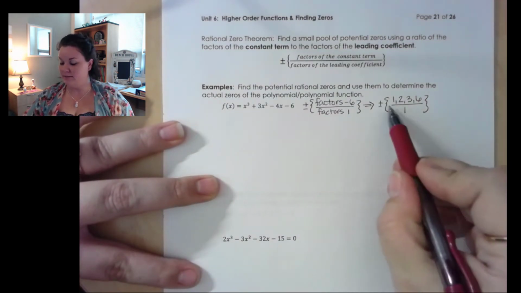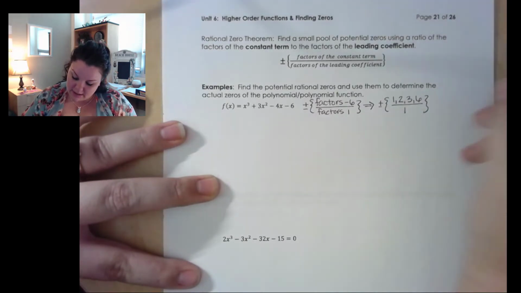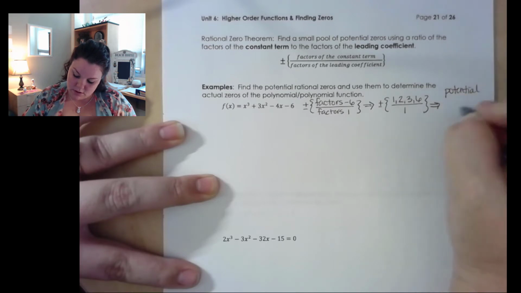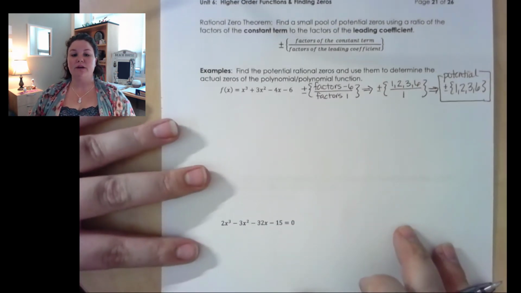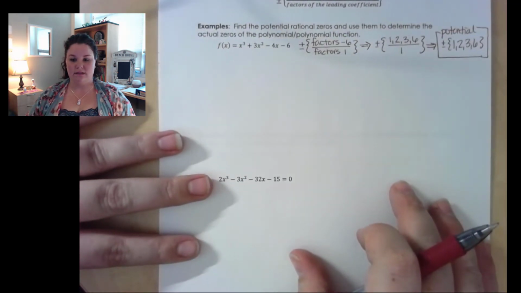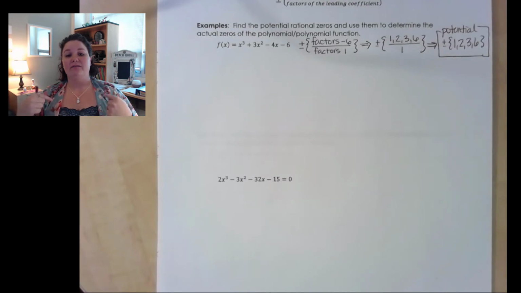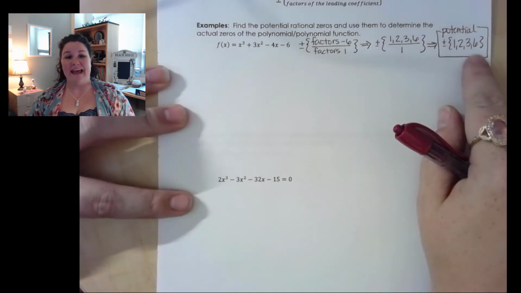Because if I take all these numbers and just divide them all by 1, I just get all these numbers, which means that my potential rational zeros are going to be plus or minus 1, 2, 3, and 6. Okay. So this basically just created for me a short list, right? A short list of numbers that I can use to try to find an actual 0. So I'm not saying that all of these are going to be zeros, but now I have 8 numbers, right?